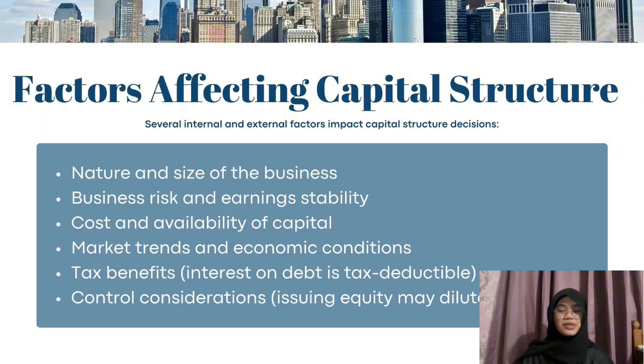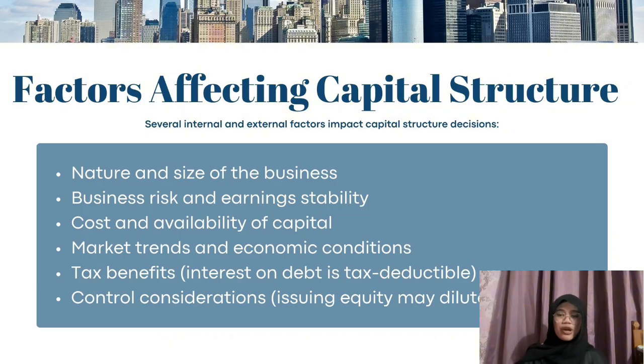Second one is business risk and earning stability. Kapag stable yung kita or maliit yung risk ng negosyo, mas confident yung company na gumamit ng utang. Pero kung malaki naman ang risk at pabago-bago ang kita, mas safe na mag-issue na lang ng equity para hindi maapektuhan ng interest payments. Third one is yung cost or availability of capital. Kung mahal ang interest o mahirap makakuha ng utang, pwede silang mag-focus na lang sa equity. Pero kung mura yung interest at madali makakuha ng fund, mas okay yung debt.